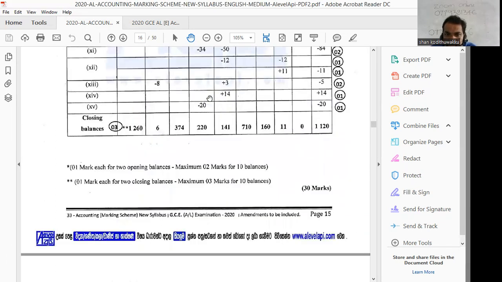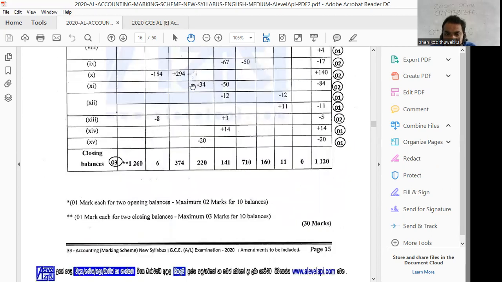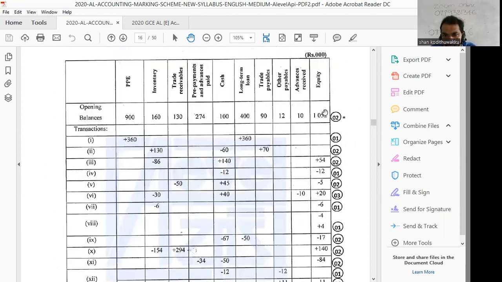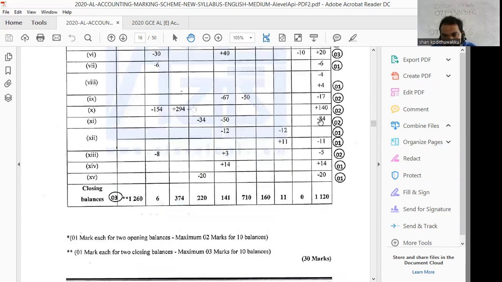Total of 50,000 plus salary advance equals 84,000. Salary is an expense. Therefore, it will reduce equity. That's why they have put under equity minus 84,000. Right. That is adjustment number 11. Now we can move to adjustment number 12.